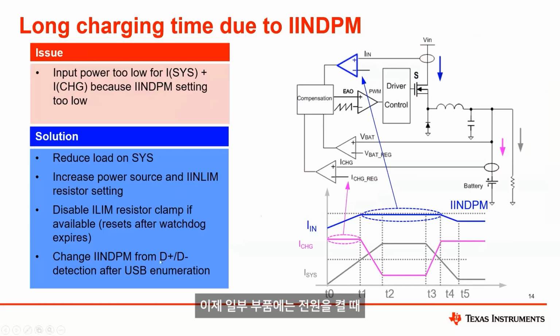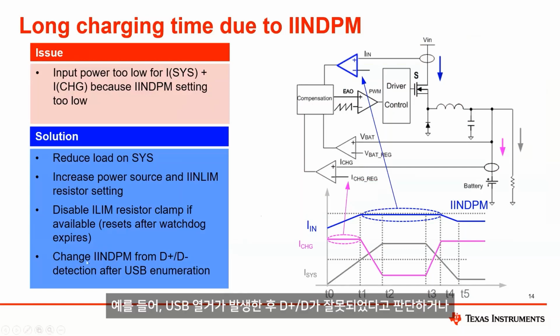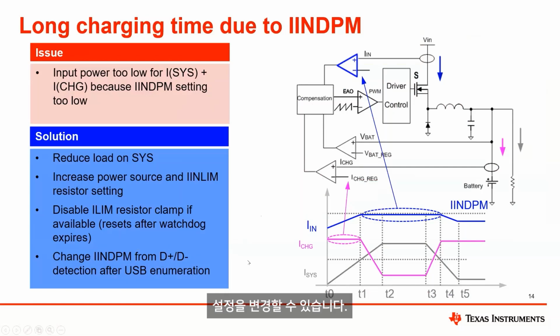Now some of our parts have D plus D minus pins that will automatically try to set the input current limit or INDPM register at power up, and that may result in too low of a setting, for example, so you might want to change that after the USB enumeration happens and you've determined that the D plus D minus either was incorrect or you're able to now get more power out of your USB source.